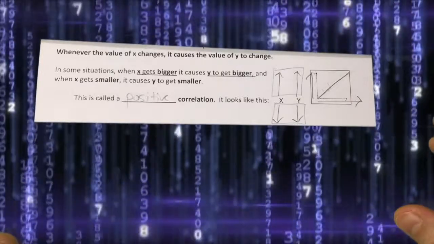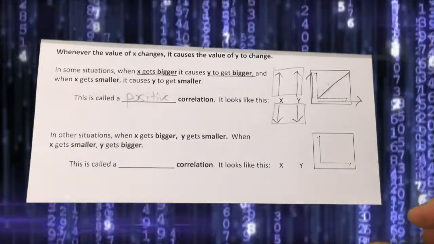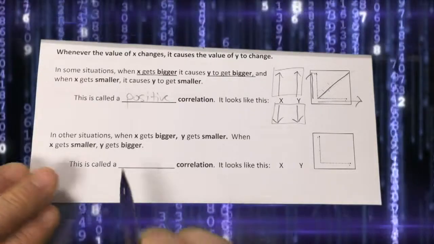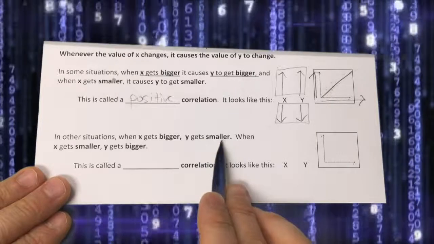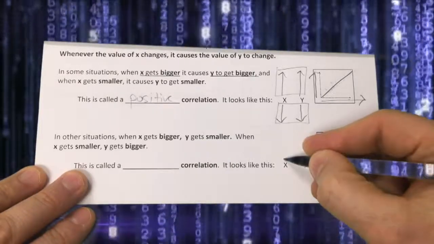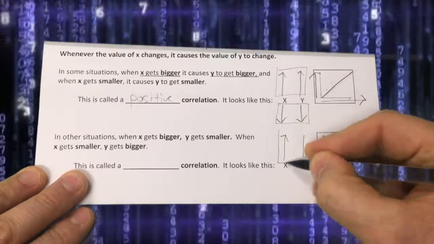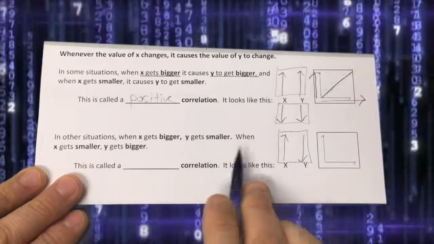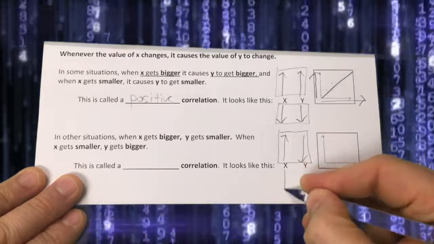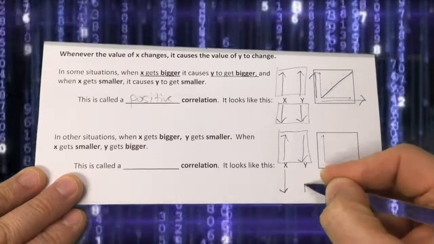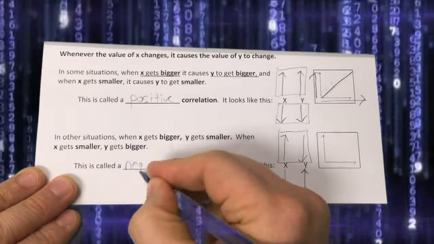Alright, it doesn't always happen that way, however. Let's take a look at the next possibility. In other situations, when x gets bigger, y gets smaller. Okay? X is getting bigger, but y is getting smaller. They're opposite arrows from each other. Or when x gets smaller, y gets bigger. So the x is going down, but the y numbers are going up. This is called a negative correlation.